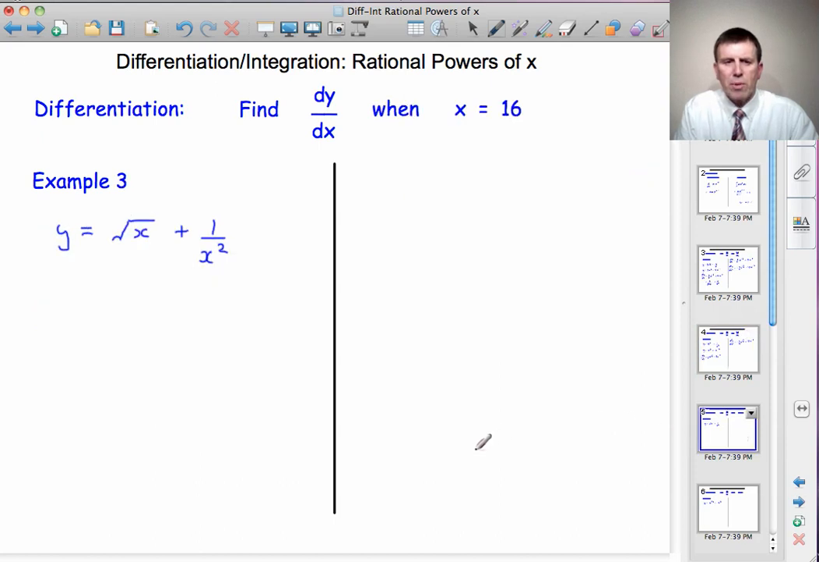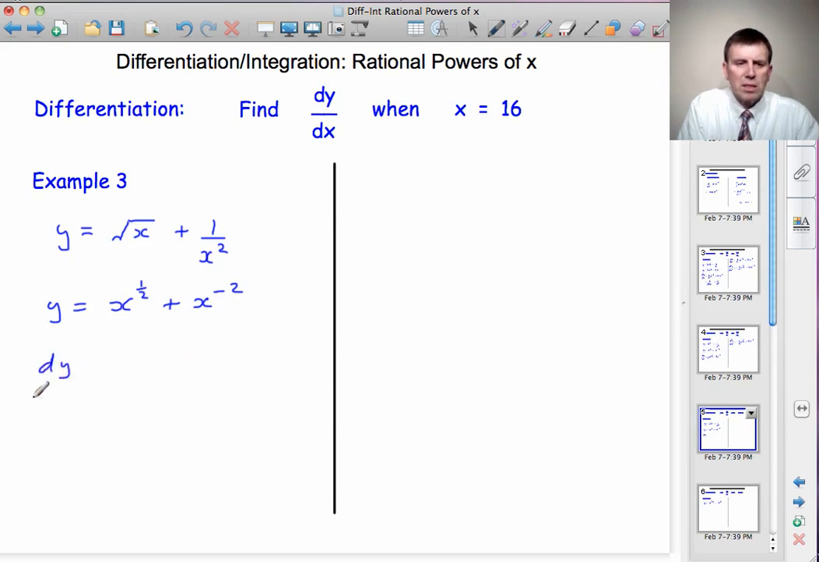Moving on now to example 3. Find dy by dx when x equals 16. So we're only differentiating once this time, but then we're going to substitute a value of x into our differential. First of all, we rewrite y equals, instead of root x, x to the power a half. Instead of plus 1 over x squared, plus x to the power minus 2.